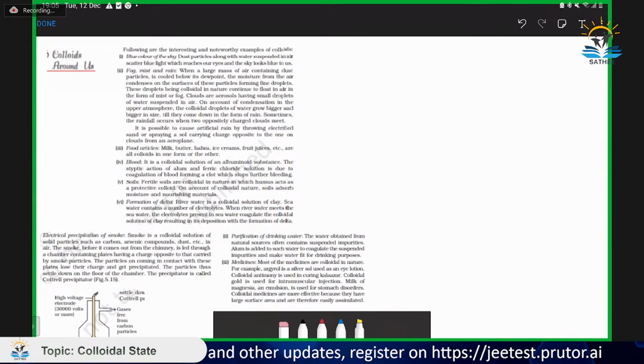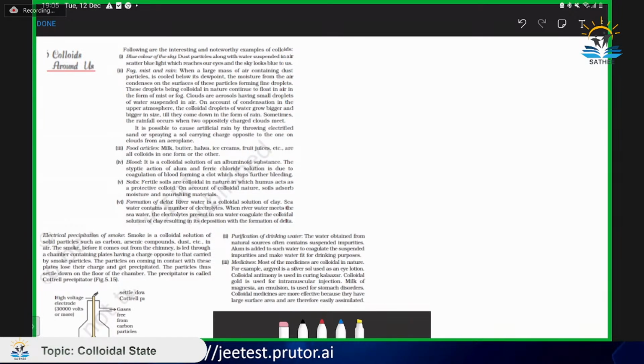Your soils are colloids. The formation of a delta is also a colloid phenomenon. River water is a colloidal solution of clay. Seawater contains a number of electrolytes. When river water meets seawater, the colloid breaks, resulting in deposition of the clay at that junction of seawater and river water, which forms a delta.